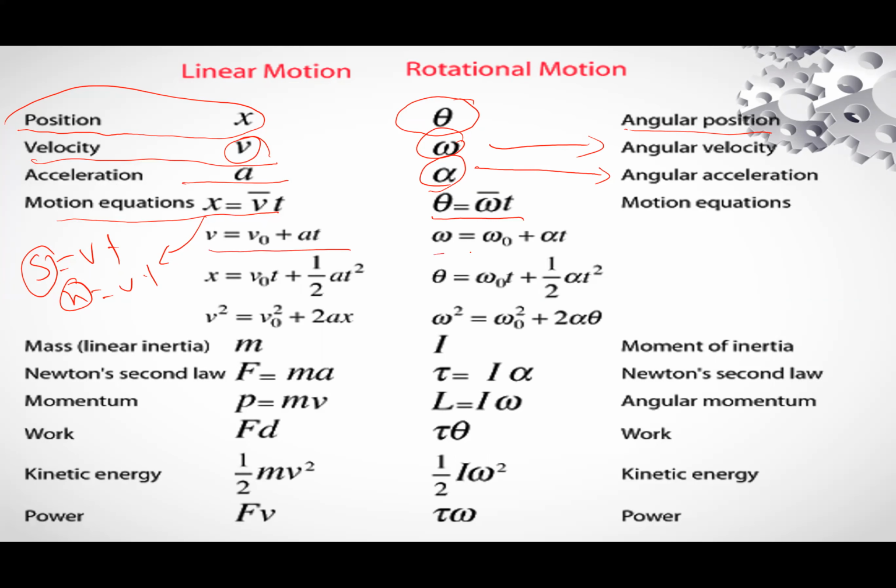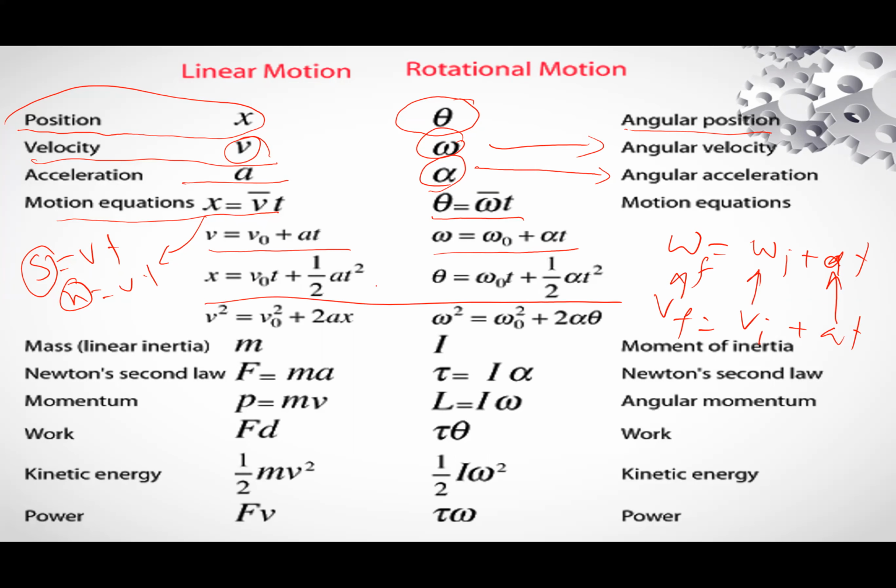First equation of motion: omega is equal to omega i plus alpha t. You can write it like this: final velocity is equal to omega i plus alpha t, which is v is equal to vi plus at, linear quantities replaced by angular quantities. Now, second equation of motion, third equation of motion. Mass is replaced by linear inertia, angular inertia, moment of inertia. F is equal to ma is replaced by torque, momentum by angular momentum, work done by angular work, kinetic energy, power.